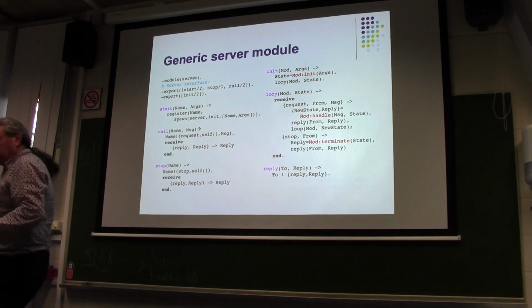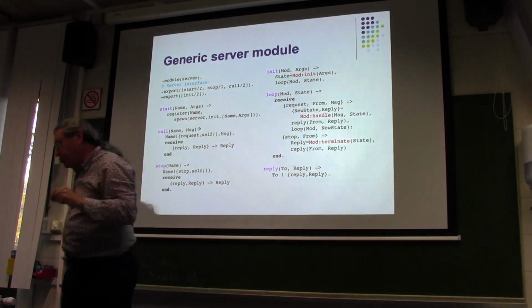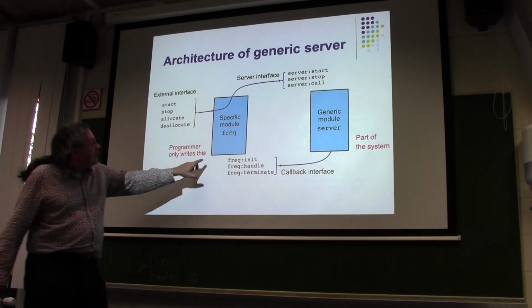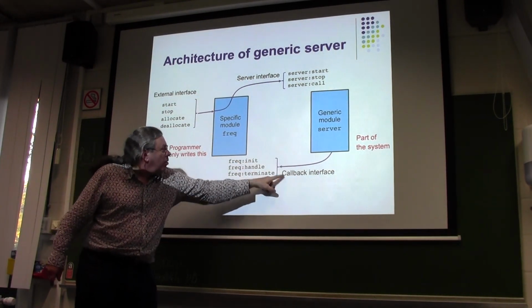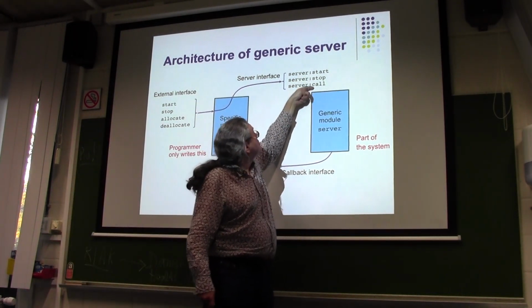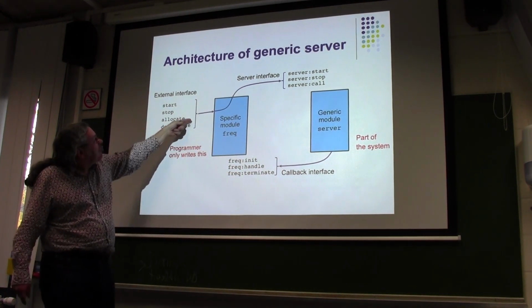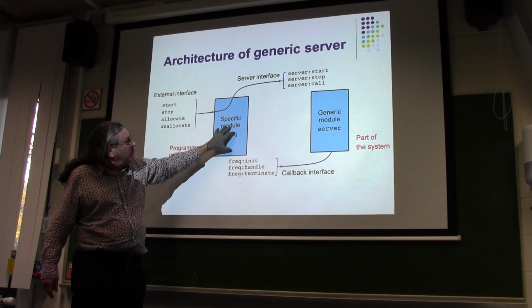So this is a very simple one, because it's only doing the loop here. But of course, the real gen_server is going to do much, much more. Okay? So you see how it works. I'm splitting into two modules. So the organization is this. The server will always call init, handle, and terminate. So this is the callback interface. The server interface is fixed also. It's always start, stop, and call. And then I make my external interface, and I will call the server interface, and any computation that I have to do is here. So the programmer will only write this part.